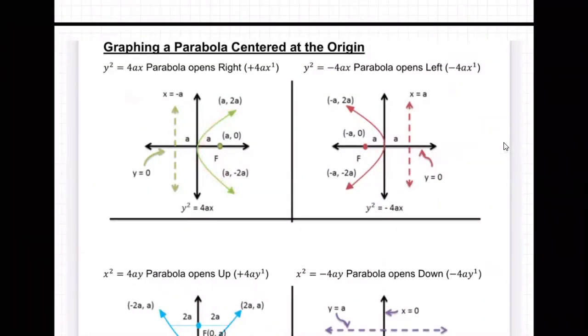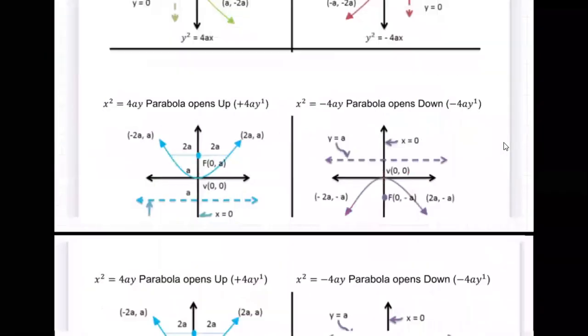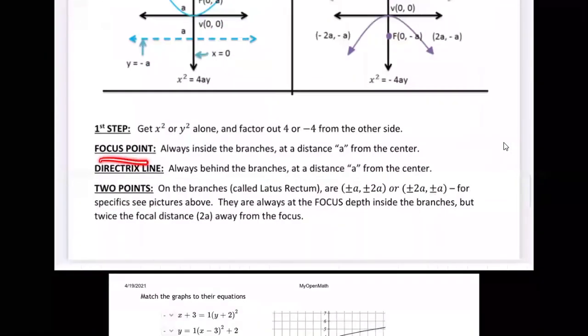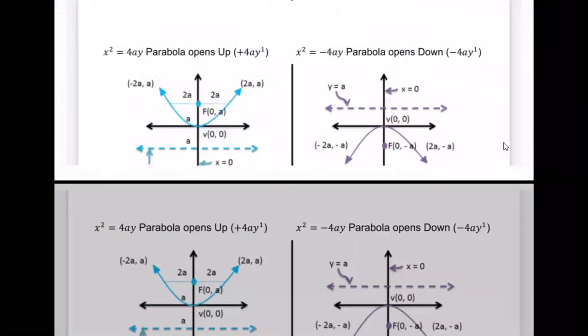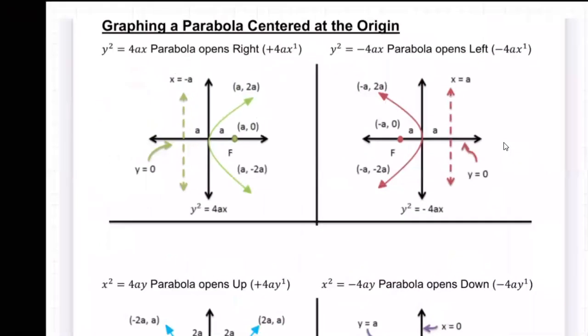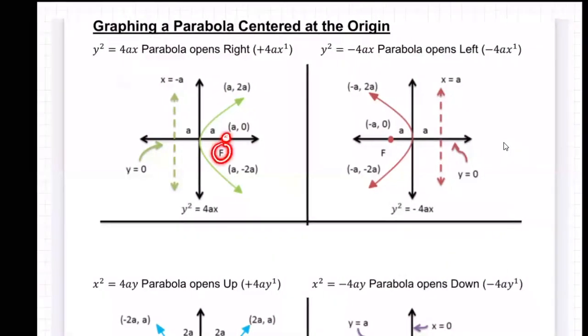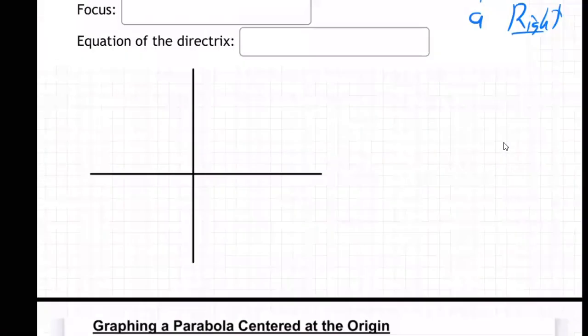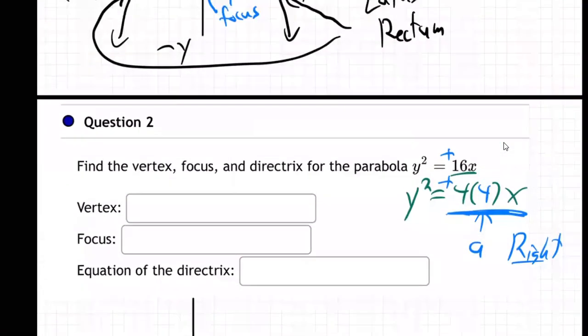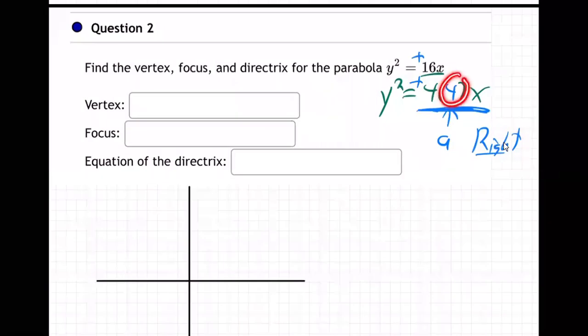Now next I need to find the focus point. If you look at the steps down here, find the focus point: always inside the branches at a distance a from the center. You can see it right here, this F, this focus point, inside the branches at a distance a from the center. What's a? Remember, that's why we factored out that 4. A is the number next to the 4 we factored out, which also happens to be a 4, coincidentally.